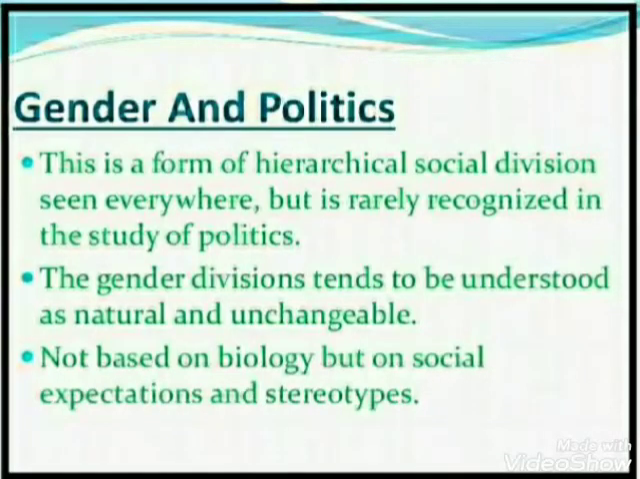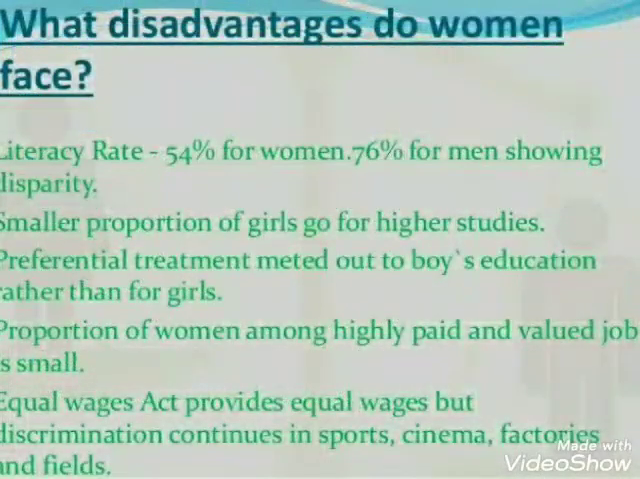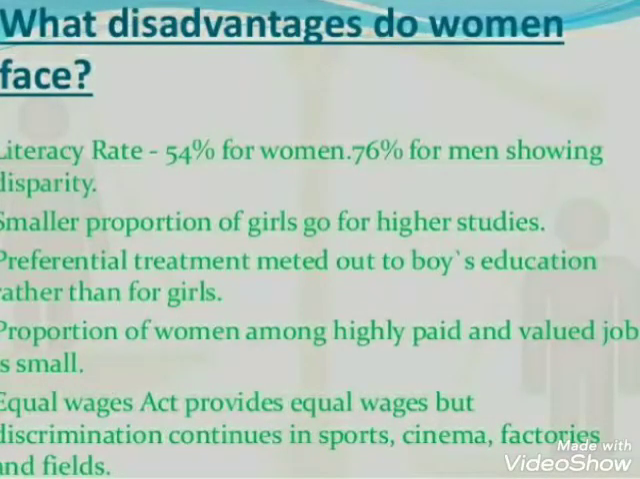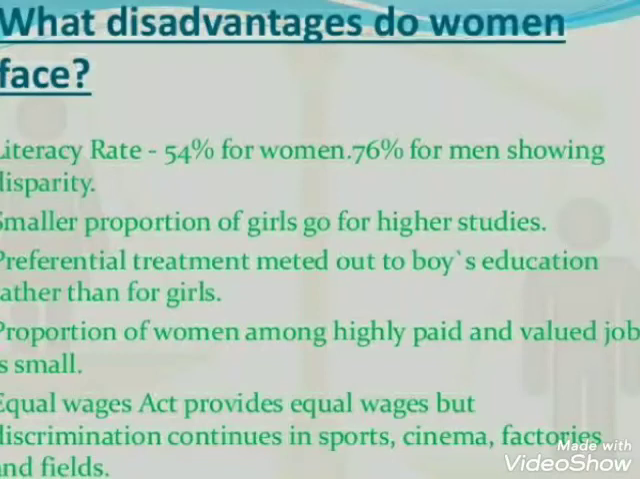But if we talk about a country like India, you'll find we still have a male dominating society, which is known as a patriarchal society. Here women face a number of disadvantages, like the literacy rate among women is only 54% as compared to 76% among men. Similarly, you'll find a smaller proportion of girl students go for higher studies. Only the boys are allowed. The girls are made to drop out of their studies, as the parents do not prefer to spend their money on the girls in comparison to a boy.